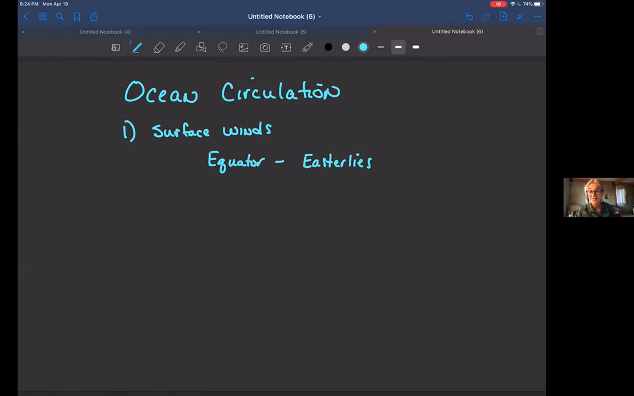And that is because the winds tend to move towards the west from the east. And so when we look at the difference as we move up latitude, when we get between 30 degrees and 60 degrees, either north or south, then we have westerlies. And these push water in the opposite direction. So from east to west, water moves near the equator, and then it moves from west to east between 30 degrees and 60 degrees.